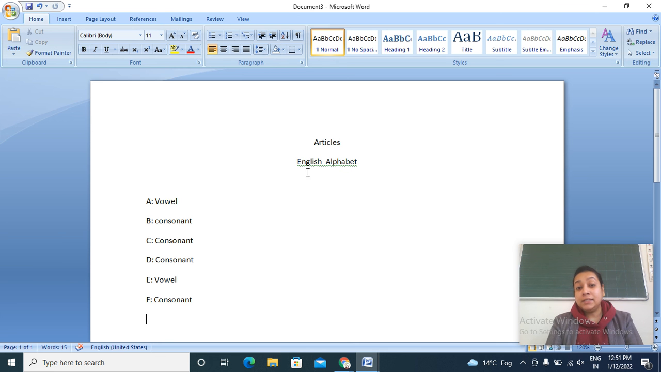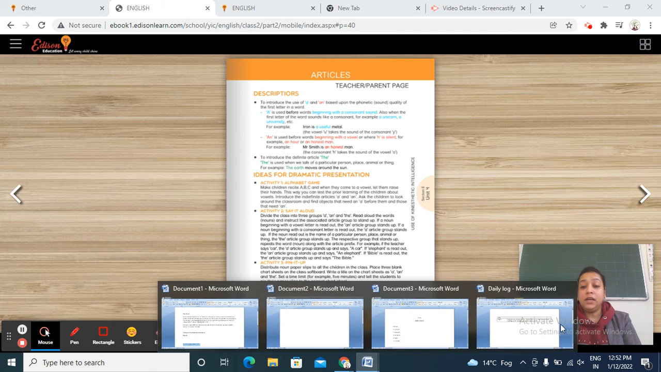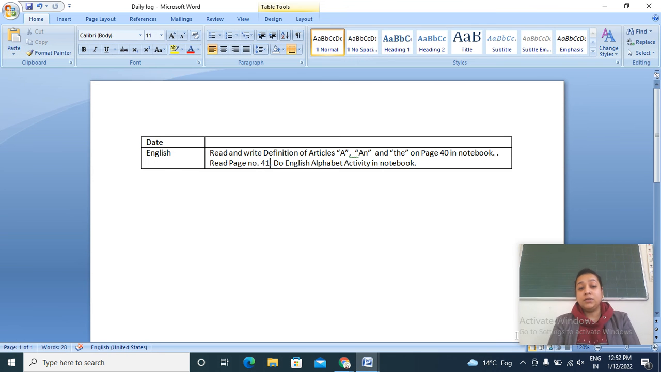You're going to write articles, English alphabet on the top of the page, okay? And then you're going to write all the letters, and you have to tell which letter is a vowel and which letter is consonant. For example, I have done a few in front of you. A is vowel, B is consonant, C is consonant, D is consonant, then E is again vowel, and F is consonant. Similarly, you're going to write all the 26 letters and then you're going to differentiate them whether it's a vowel or a consonant.